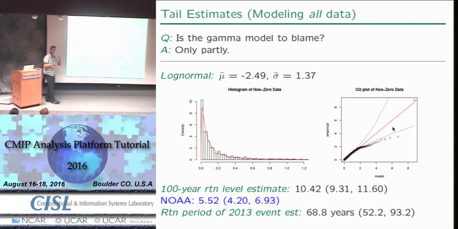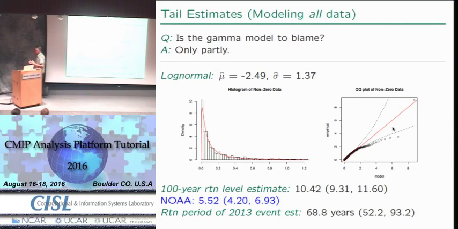But if we fit the entire data set with a log normal distribution, we get a 100-year return level estimate of 10 inches. So that says every 100 years you can expect to get an event like that in Boulder, which again is very different than the NOAA estimate. And the return period of the 2013 event would be about 69 years. But importantly, if we look at the QQ plot, we see that we miss the tail again. This time, the data says the tail is lower than this fitted log normal. So the takeaway message is it's not necessarily the model's fault. It's that when you try to fit one distribution to the entire data set, you will often miss the tail.